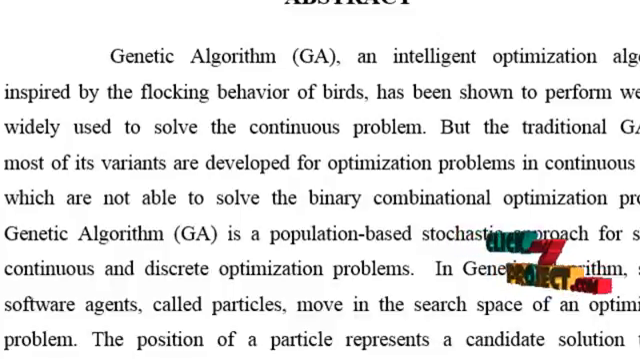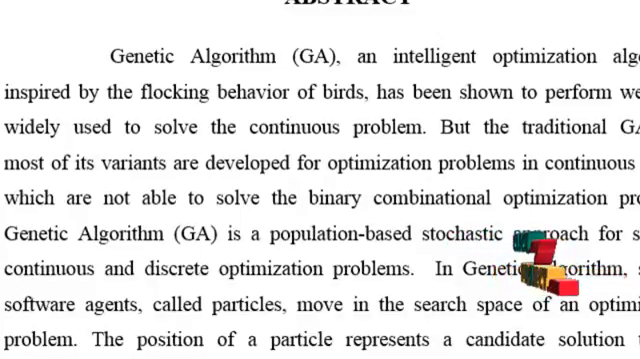In genetic algorithm, simple software agents called genes move in the search space of an optimization problem. The position of a particle represents a candidate solution to the optimization problem at hand. Each particle searches for a better position in the search space by changing its velocity according to rules originally inspired by behavioral models of genes. Genetic algorithm belongs to the class of gene intelligent techniques that are used to solve optimization problems.